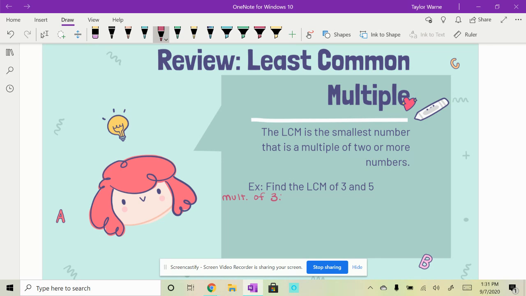So when you're listing your multiples, you're simply just multiplying by 3. So we have 3, 6, 9, 12, 15, 18, 21, 24, 27, and 30. I'm going to stop there. We could continue to go on for a very long time, but we're looking for the smallest number that they have in common. So now I'm going to go ahead and I'm going to list my multiples of 5.